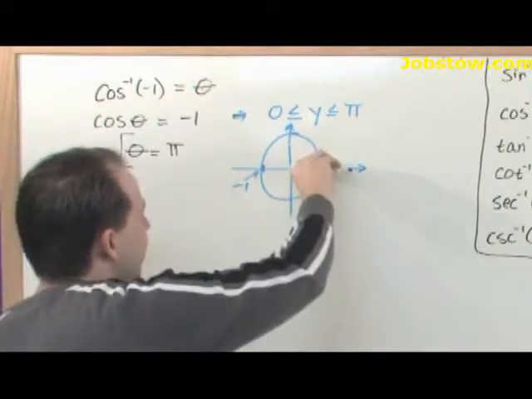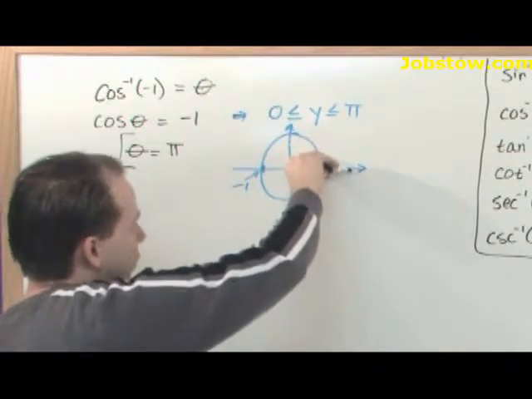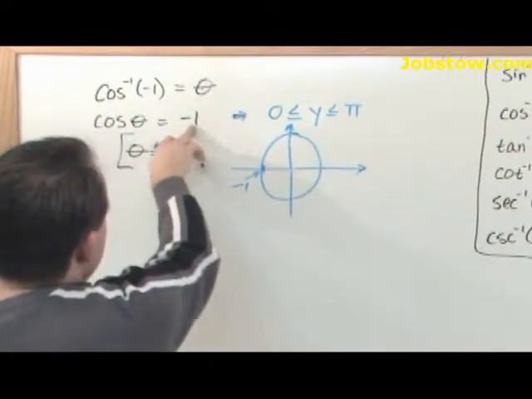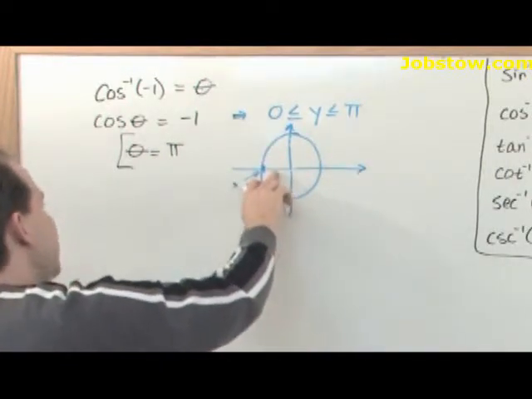If I just chose it over here, then that would give me +1. Cosine of 0 or cosine of 2 pi is +1. Well, that's not what we had. We had to make it equal to -1. So we knew we had to be over on this axis, and that's pi radians.